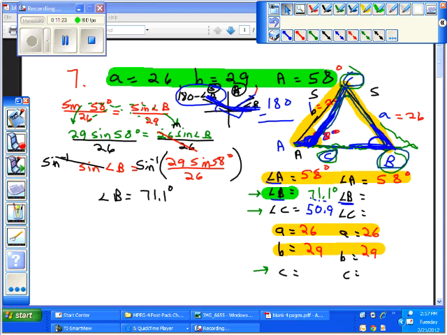And so there's two ways to think about the fact that the second choice for angle B is 180 degrees minus the first choice for angle B. And 180 minus 71.1 gives us a second choice for angle B of 108.9 degrees.